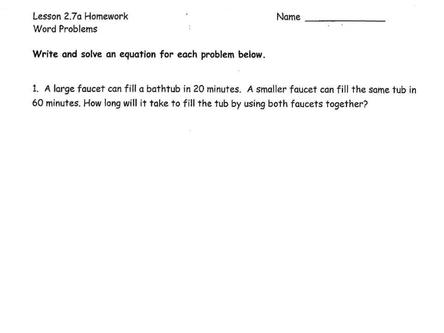A large faucet can fill a bathtub in 20 minutes. A small faucet can fill the same tub in 60. Together over alone plus together over alone equals 1. Together, we don't know how long it will take, but alone, the large faucet can do it in 20 minutes, and the small faucet can do it in 60. Equals 1 job.